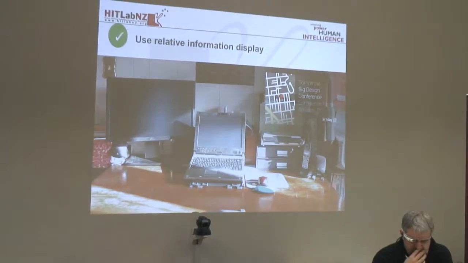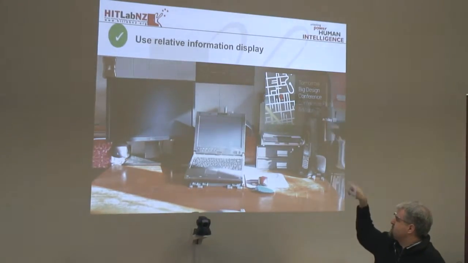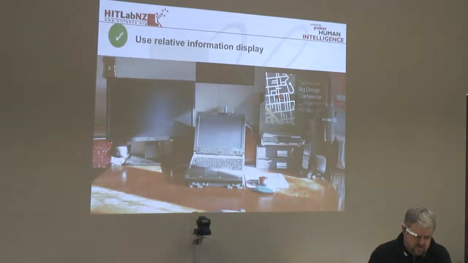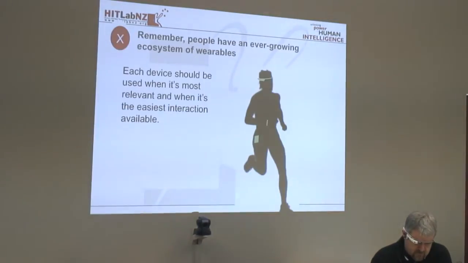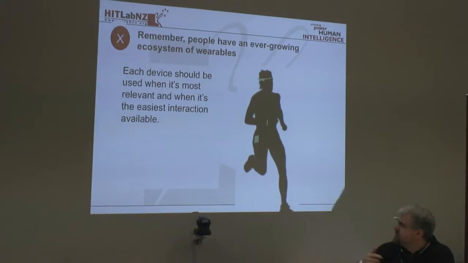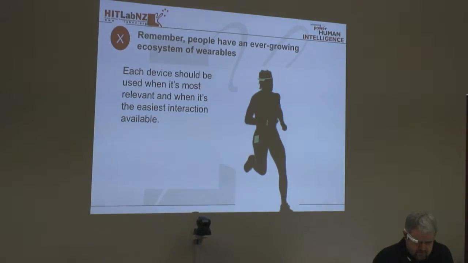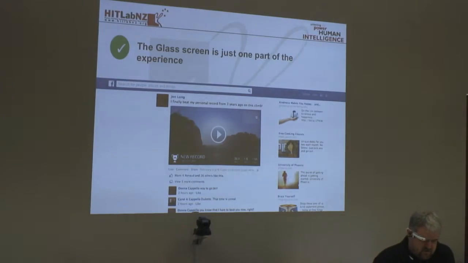You can also use relative information displays. So when you've got a map, it shows your location on the map and information relative to you and that location. And you have to remember also, people have other devices that they typically carry. So you can have your glass working with other devices. If you've got a phone, then the glass will work with a phone, or maybe a wristband or something like that as well. And the glass screen is just one part of the user experience.